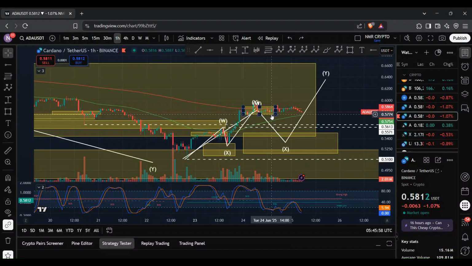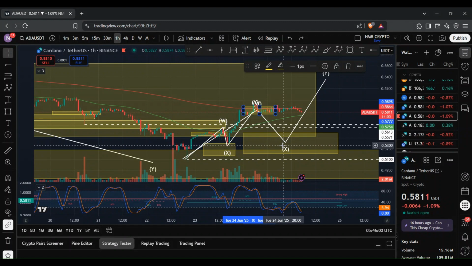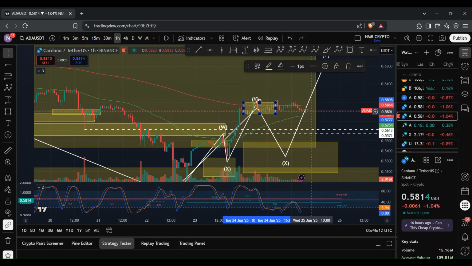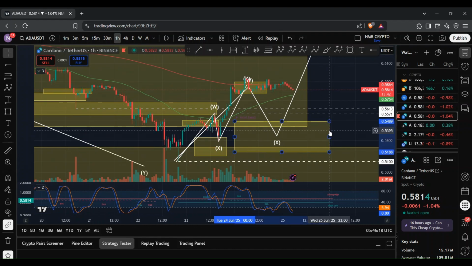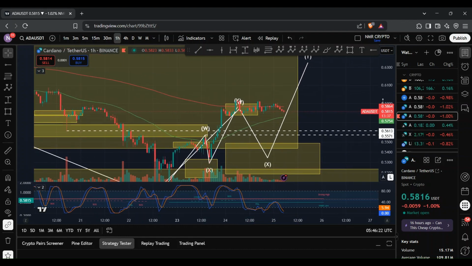So ADA has tapped into this region between 57.77 cents to 58.98 cents. And this region is the Y wave target, which is this wave here, where I've been tracking a WXY structure to complete the W wave. So right now I am looking for a retracement to the downside to complete this X wave, where that X wave could potentially reach anywhere between 51.88 cents to 54.89 cents.